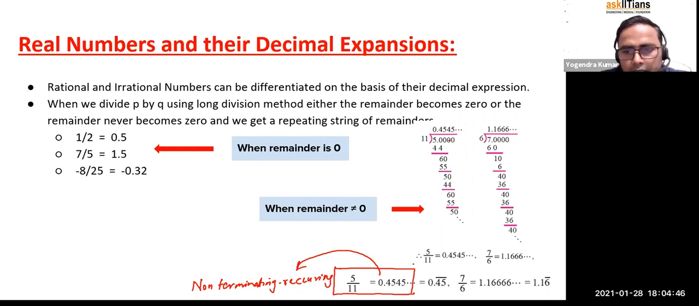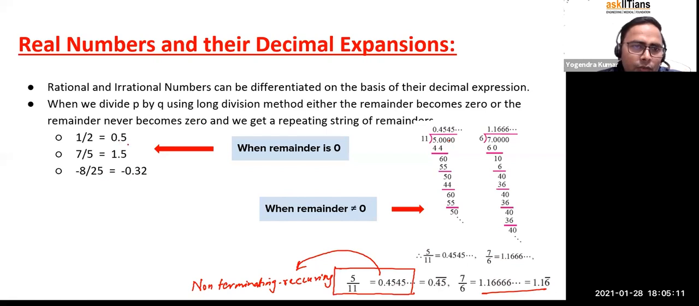Non-terminating recurring. Okay, this is also non-terminating recurring. So whenever the non-terminating form is recurring, it is a rational number. If the non-terminating form is non-recurring, meaning it is not repeating itself, then that decimal form is what? Irrational number. As simple as it is. I hope you are getting the idea.